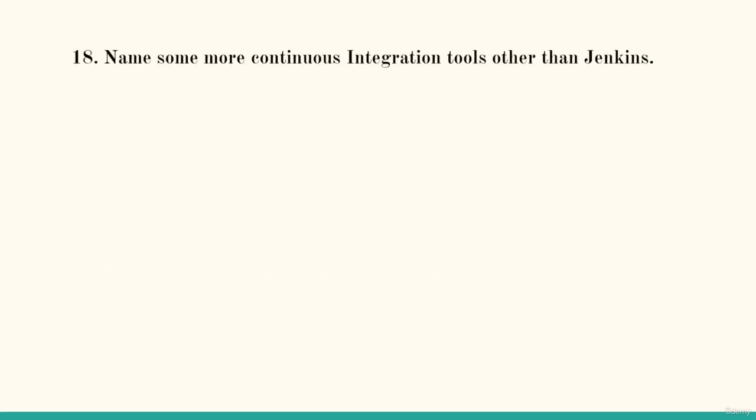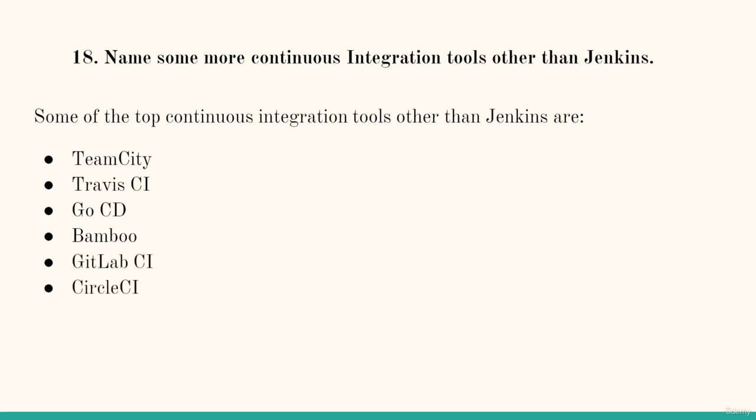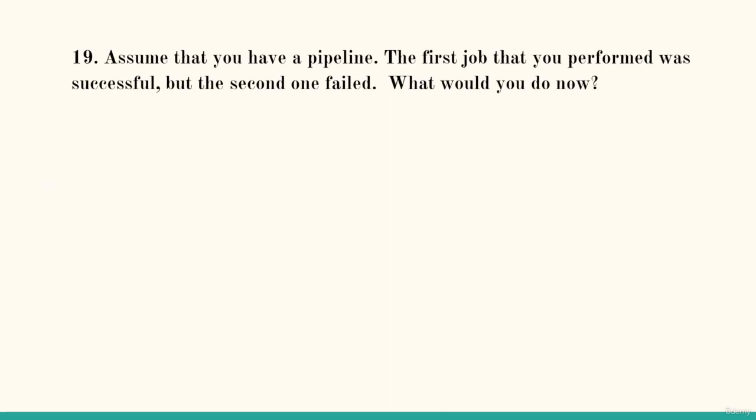Name some more continuous integration tools other than Jenkins. Some of the top continuous integration tools other than Jenkins are TeamCity, Travis CI, GoCD, Bamboo, GitLab CI, CircleCI, and CodeShip.